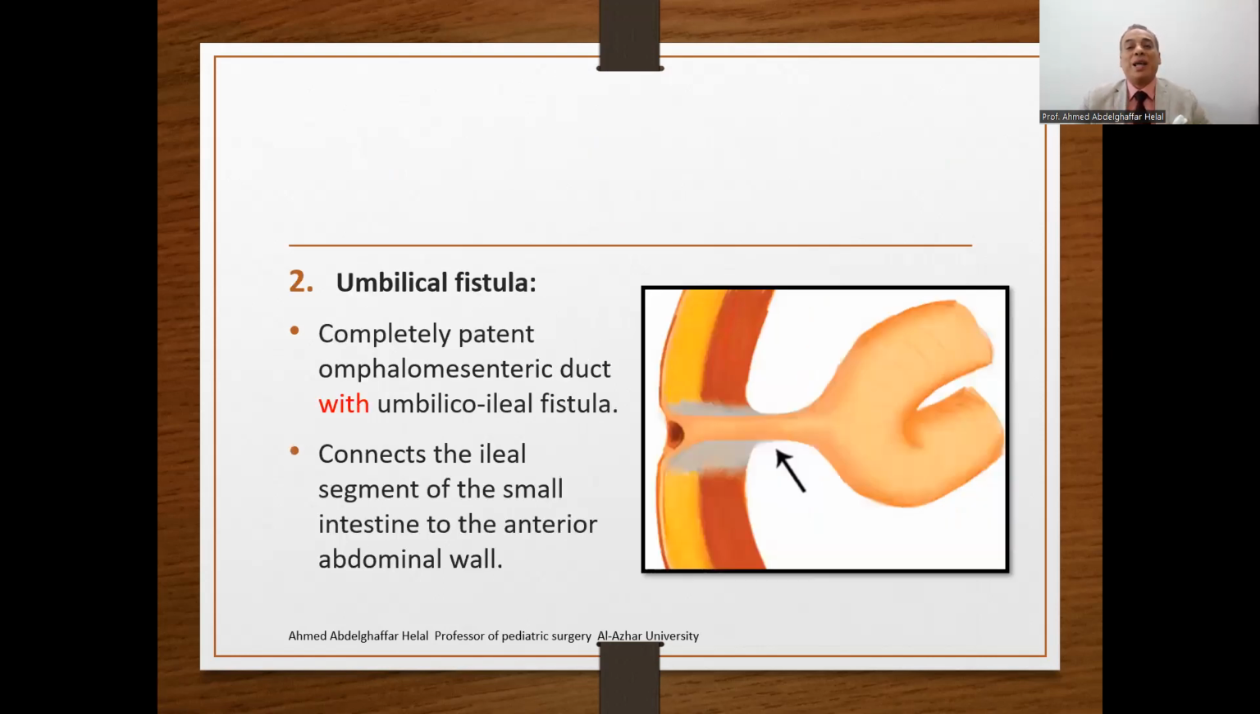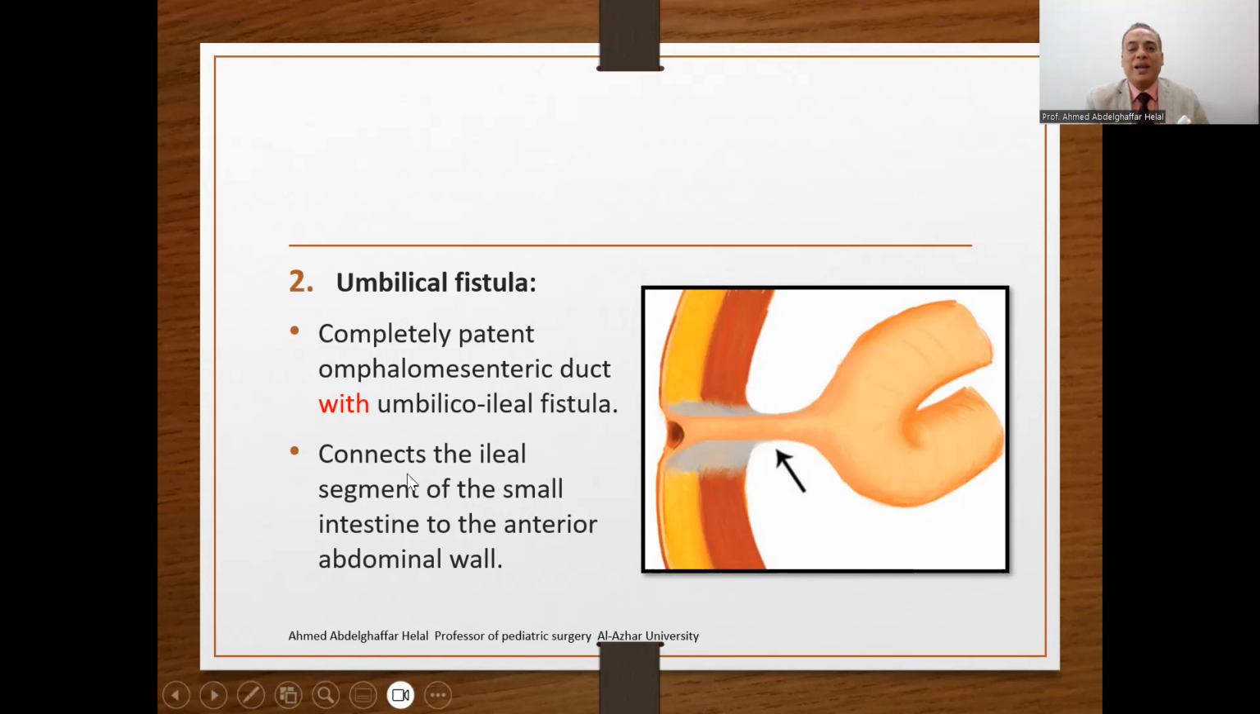Number two, umbilical fistula. It's a completely patent vitellointestinal duct with umbilical fistula. Fistula at the umbilicus connecting to the ileum, discharging intestinal content. So this is complete persistence of the tract or of the duct. In Meckel, only the intestinal segment is present and this part is obliterated. There is maybe a fibrous cord or not.